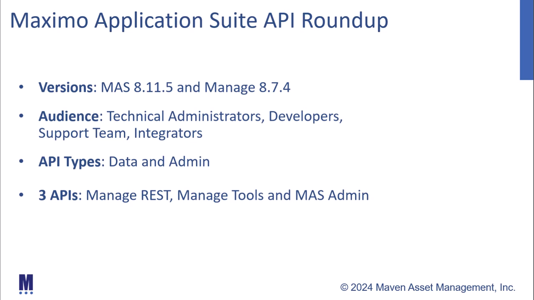The Manage REST API is the standard API that we've seen in older versions of Manage Maximo, and it's a data API. The Manage Tools API is part of Manage, but it's mostly related to being able to get access to log files that would be no longer available due to the OpenShift architecture. And then the MAS Admin API, which was the original driver for this information, is related to managing the Maximo Application Suite core functionality. So things that are handled inside of the MAS core is what we're going to go ahead and focus on there. I did want to mention that all of these three APIs are JSON.